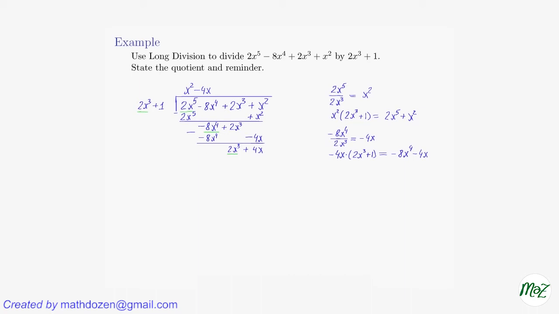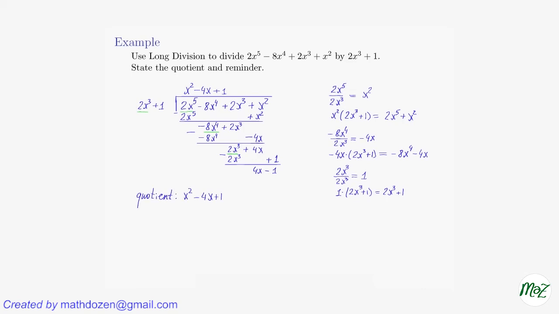Now again, focus on the leading terms, so we'll look at 2x cubed and 2x cubed there, and their quotient is exactly 1, so that's the last term in the quotient, positive 1. Then we multiply 1 by 2x cubed plus 1, we get 2x cubed plus 1. So we put 2x cubed here, plus 1 there, and after we do all the subtractions, we end up with 4x minus 1. Now this is going to be the remainder because 4x is lower degree than 2x cubed.